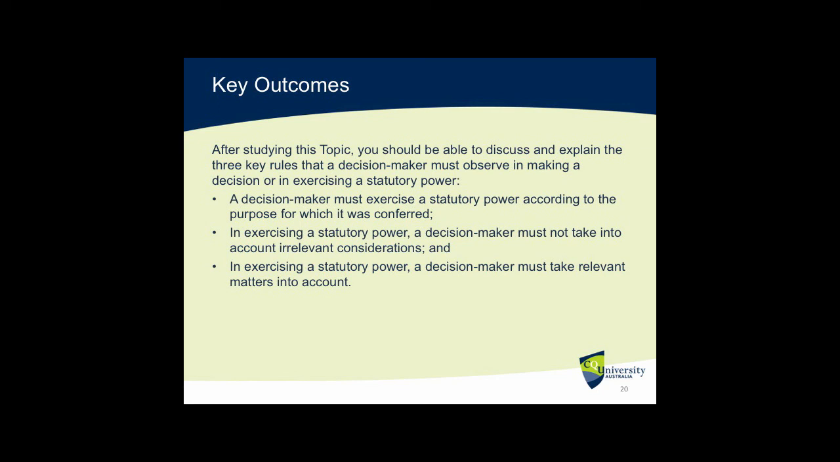So after studying this topic, you should now be able to discuss and explain the three key rules that a decision maker must observe in making a decision or in exercising a statutory power. The first one being that a decision maker must exercise a statutory power according to the purpose for which it was conferred. Secondly, in exercising a statutory power, a decision maker must not take into account irrelevant considerations. And thirdly, in exercising a statutory power, a decision maker must take relevant matters into account.